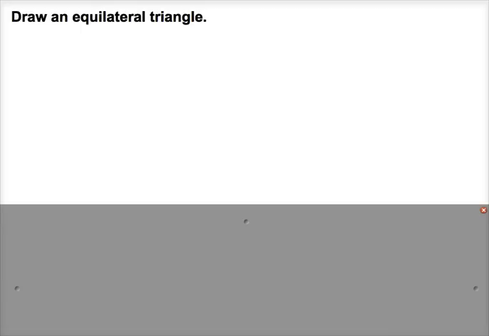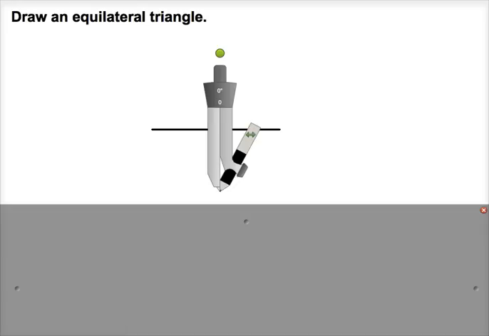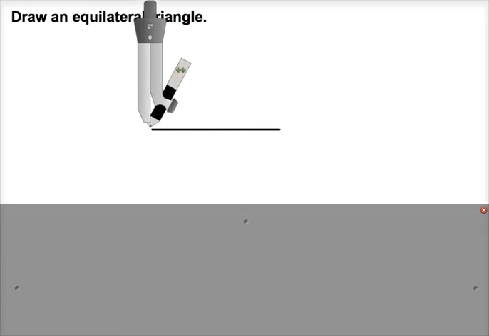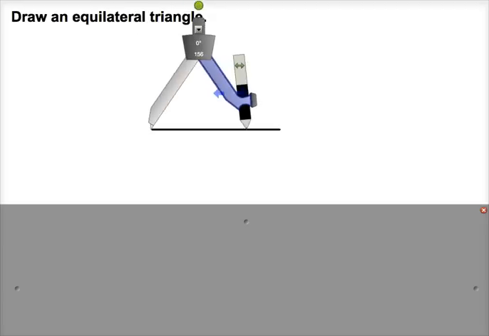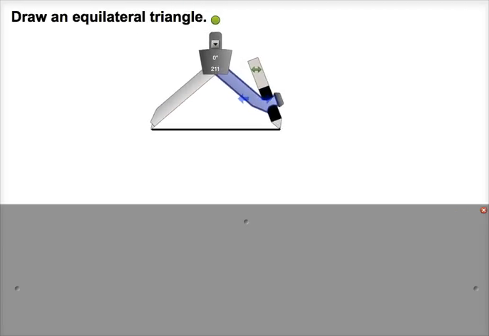Draw an equilateral triangle. Well, I know in an equilateral triangle, all the sides are the same length. So I'm going to start by just constructing a generic segment length. Now, I need to construct a triangle where the other sides have the same exact length. So I'm going to open up my compass so that it is just as long as this segment. Now, I know the other sides are going to be this long.